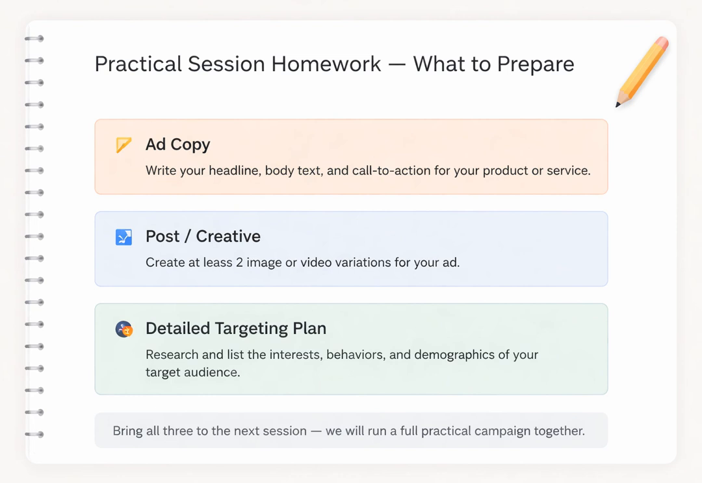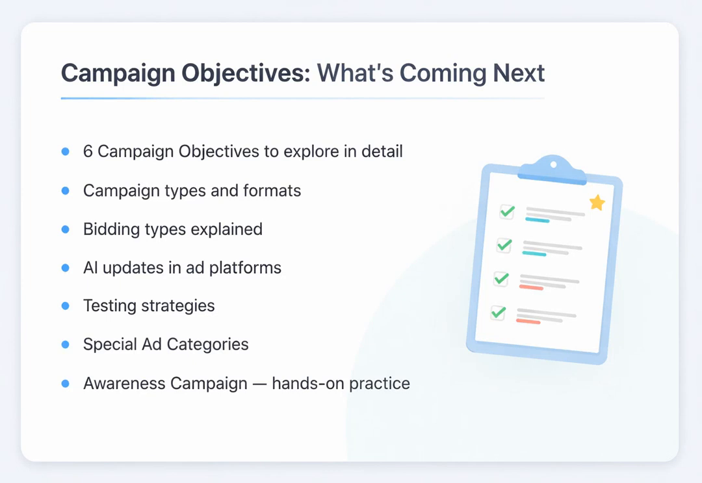When all 3 of these are ready, the next session will walk through a complete live campaign setup from start to finish. So, picking up right where we left off, the instructor is setting the stage for the next session, which will go deep into campaign objectives. There are 6 campaign objectives in Meta Ads, and each one serves a different purpose.